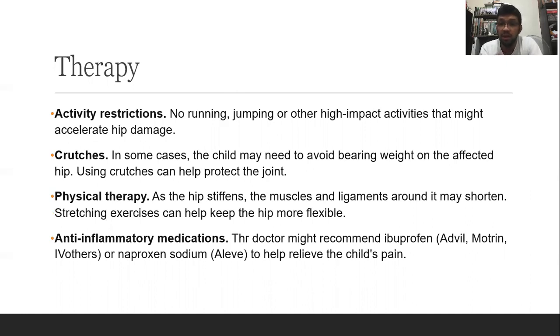Physical therapy: as the hip stiffens, the muscles and ligaments around it may shorten. So stretching exercises can help keep the hip more flexible. So we need to refer the patient to physical therapists. And anti-inflammatory medications can also be helpful if there is pain felt by the child, such as ibuprofen or even naproxen sodium. These are NSAIDs. So that's it for the congenital disorders of the skeletal system.